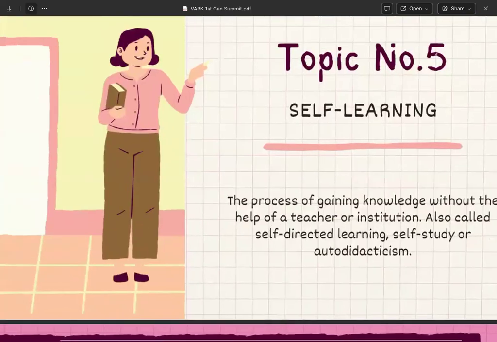That brings us to self learning. Self learning is the process of gaining knowledge without the help of a teacher or institution, also called self directed learning, self study, or autodidacticism.